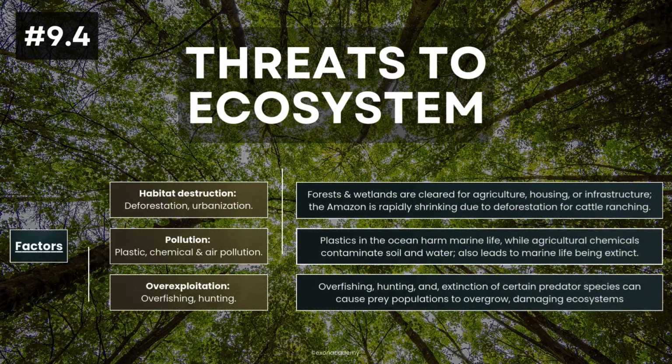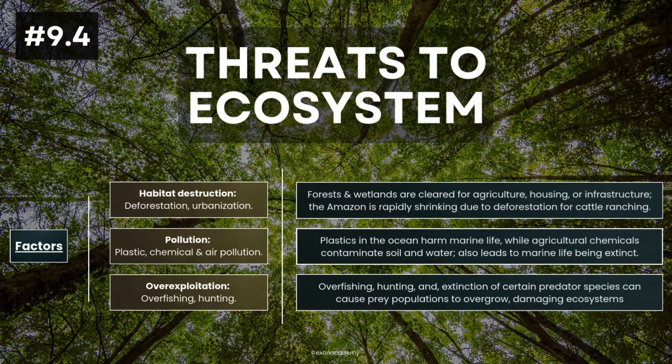Chapter number 9.4, Threats to Ecosystems. Ecosystems face significant threats due to human activities. Number 1, Habitat destruction. Forests and wetlands are cleared for agriculture, housing, or infrastructure. An example of this is again the Amazon rainforest, which is rapidly shrinking due to deforestation for cattle ranching. Number 2 is pollution. Plastics in the ocean harm marine life, while agricultural chemicals contaminate soil and water.